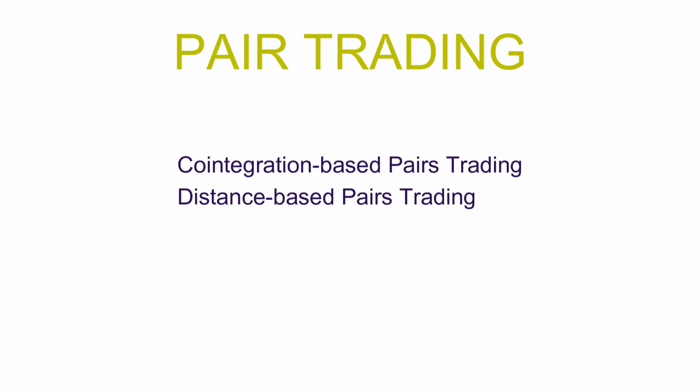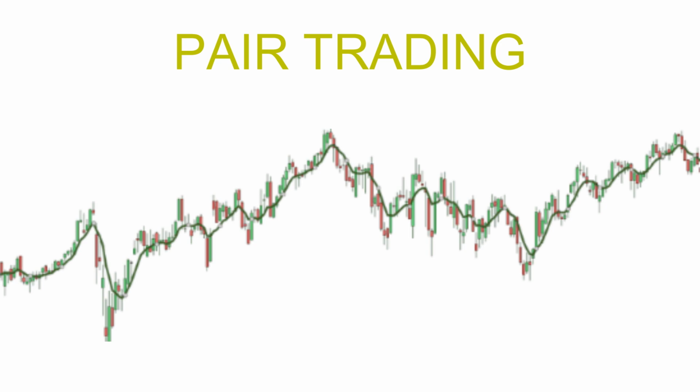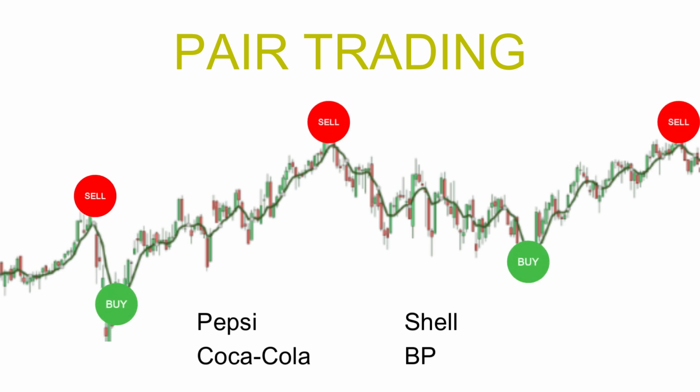In simple terms, pair trading means picking two stocks that historically moved together. Take an example, Pepsi and Coca-Cola, or Shell and BP. When their prices drift apart more than usual, you bet that they will snap back together. This is the main logic.